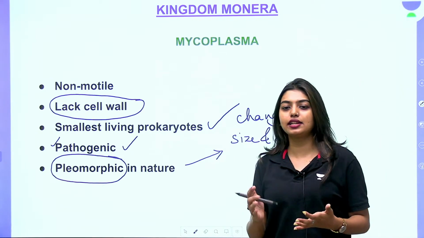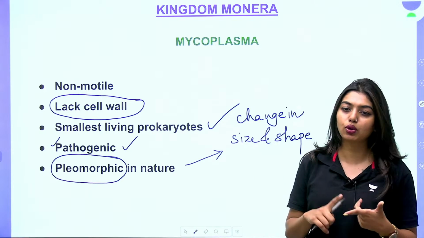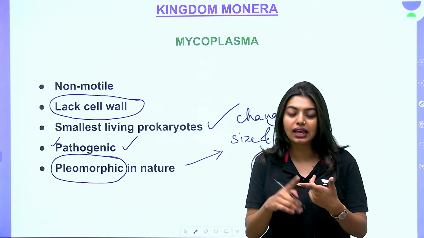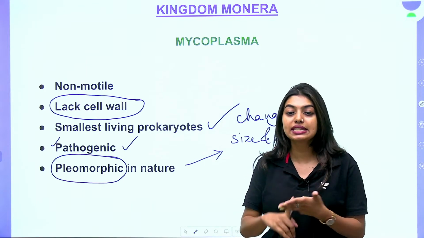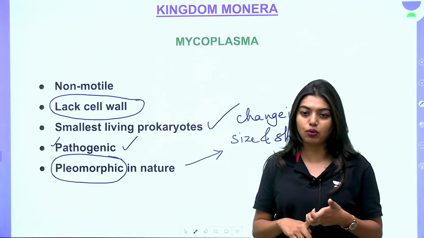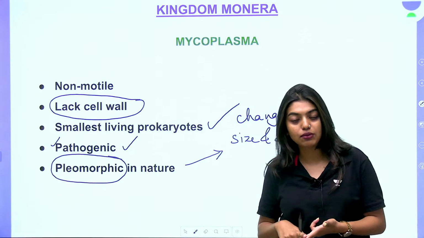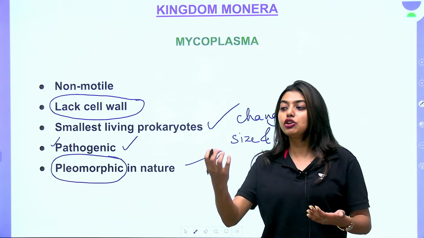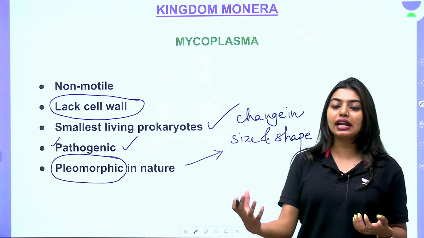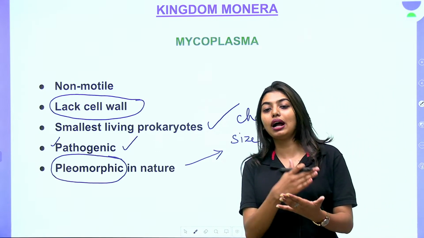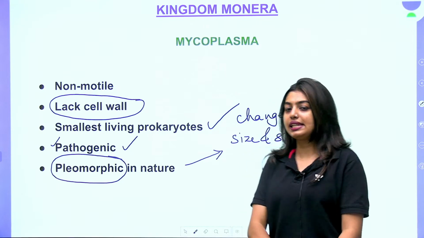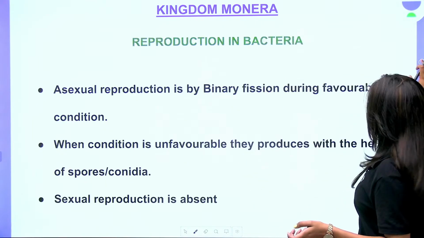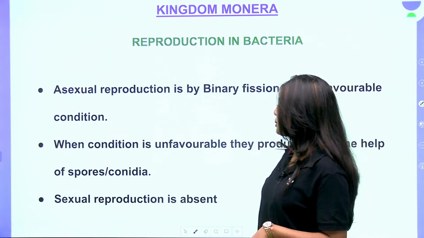Mycoplasma, you have very few things to remember. It is the smallest prokaryote known to us, and they are pleomorphic in nature and have absence of cell wall. Because of the absence of cell wall, some antibiotics, such as penicillin, will not be able to attack them. Let's continue.